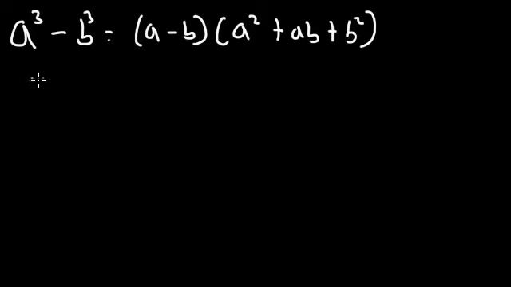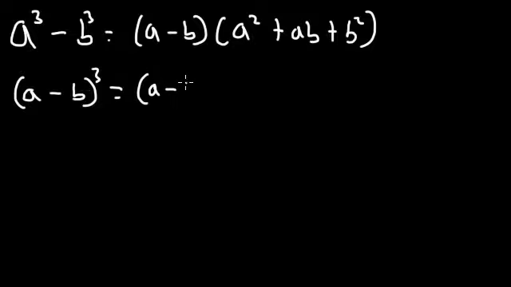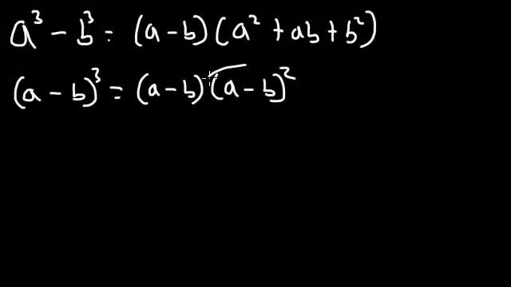To do that, let's consider a binomial all to the power of 3 whose n value is 3. That's a minus b all to the power of 3. To expand this binomial, this is the same as having a minus b multiplied by a minus b all squared. So first, let's expand this one and then distribute it to this and see what we get.